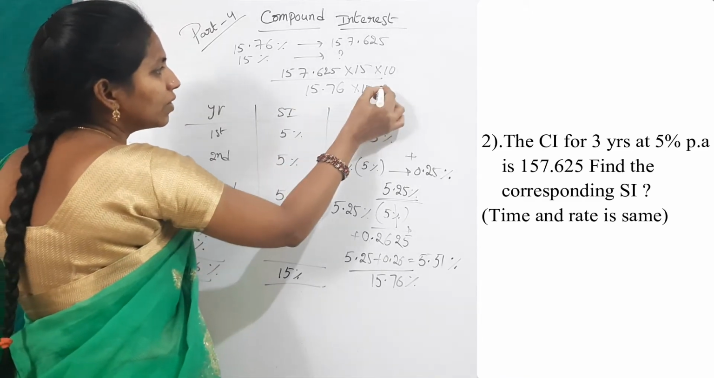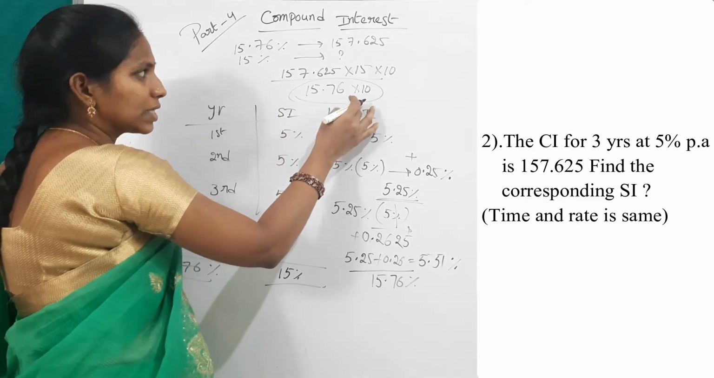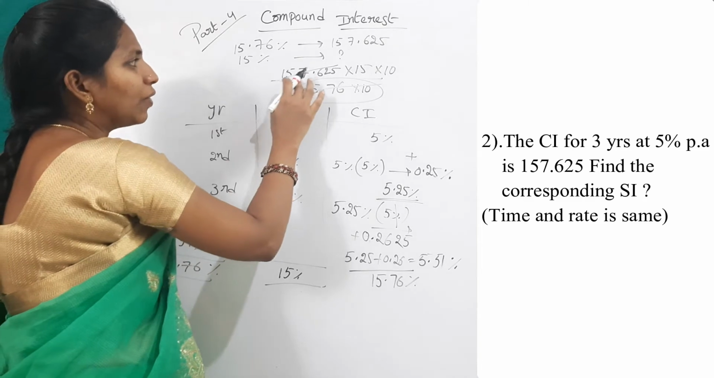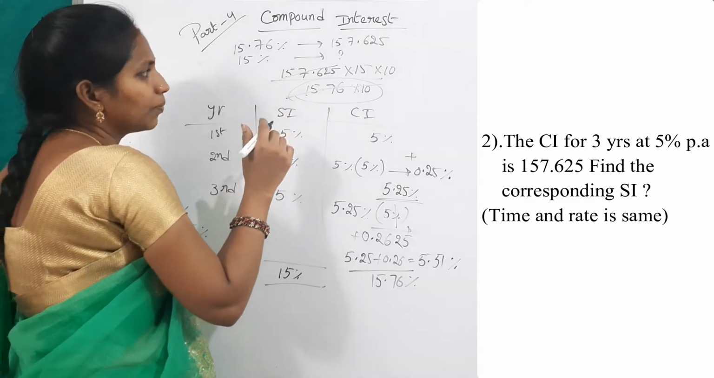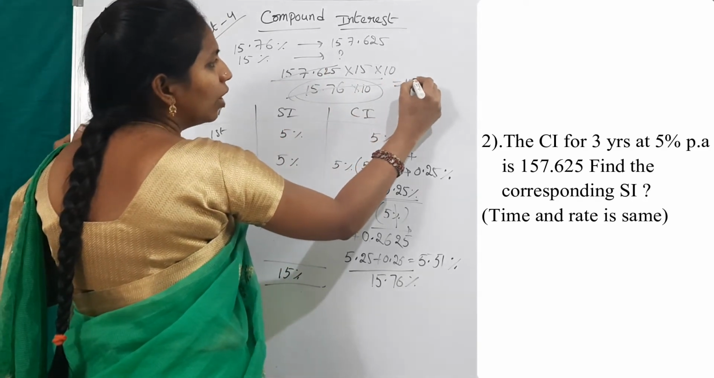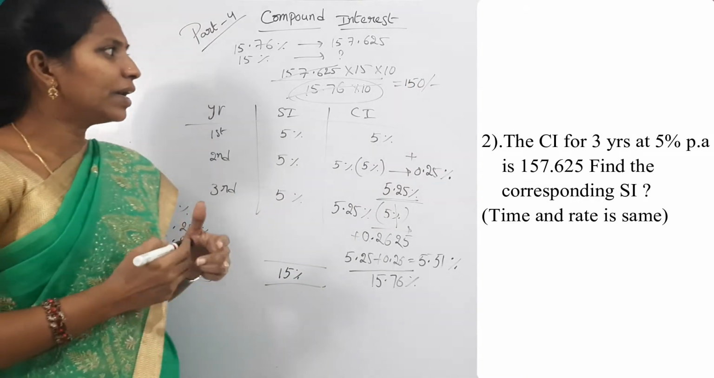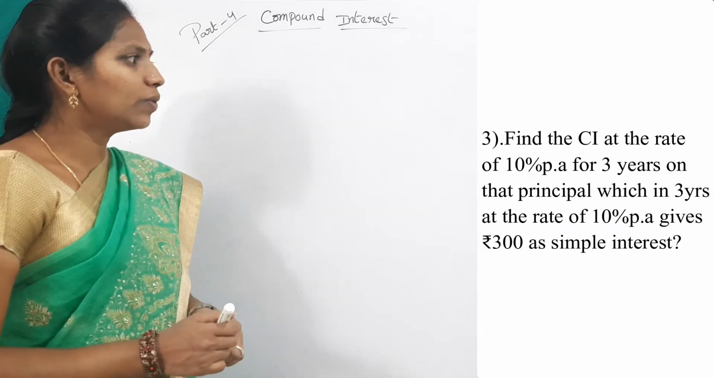So here what is the value? Now the value is 157.6. So cancel this one to this one. 1576. After dot take one or two digits. Okay, these two are cancelled. So what is the value? 150 is the value. What is the simple interest amount? 150 rupees. Now see third question.